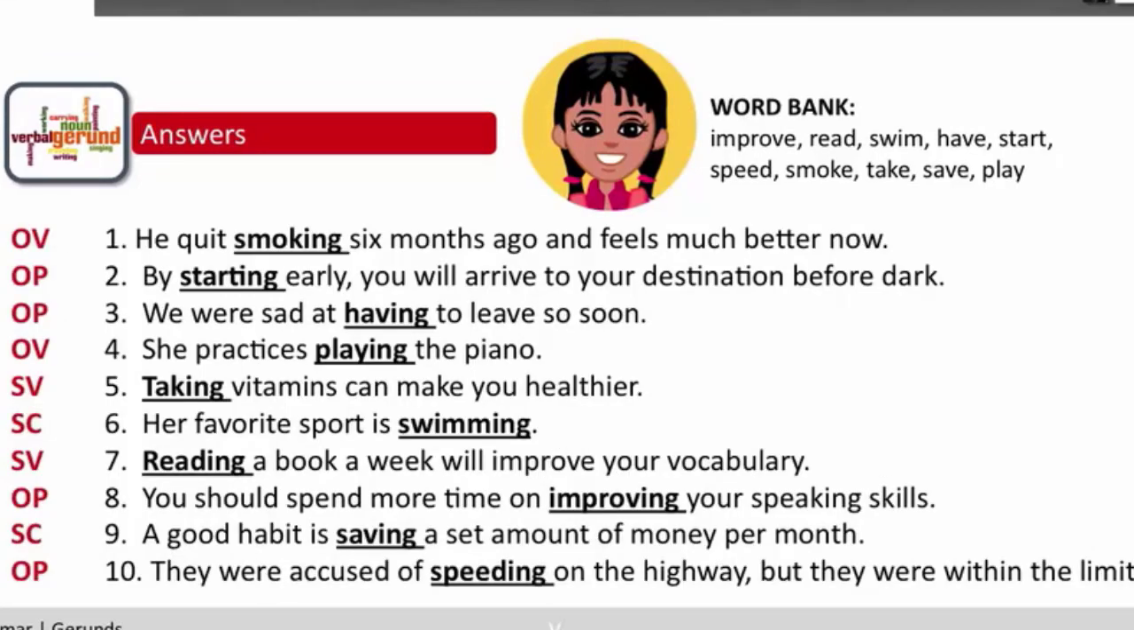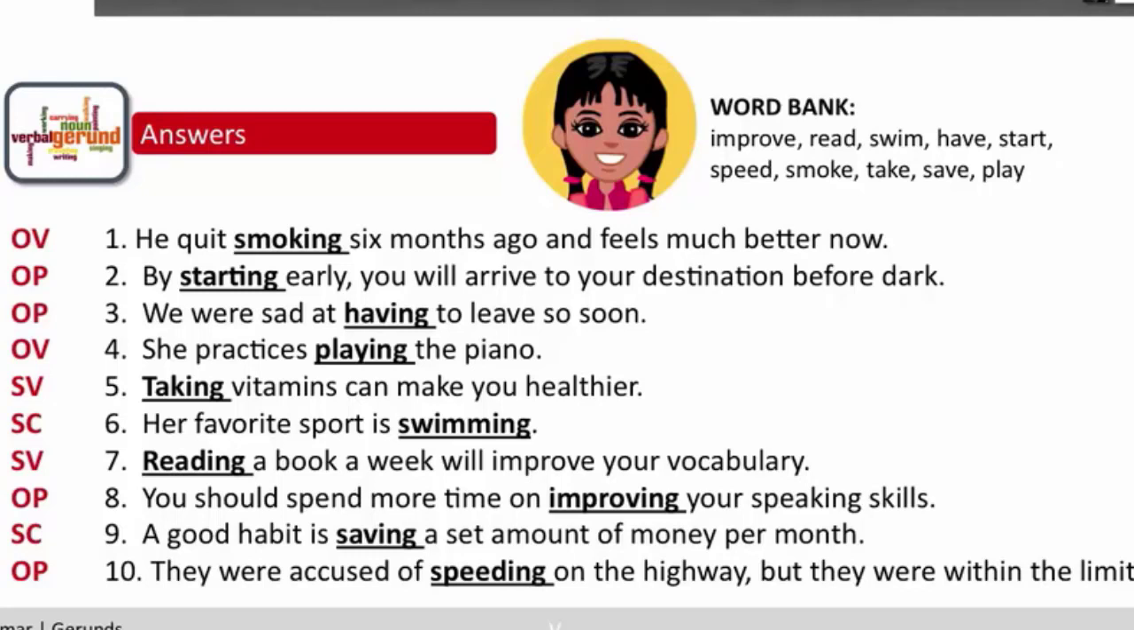In number 1, smoking is the object of the verb. In number 2, starting is the object of the preposition. In number 3, having is the object of the preposition. In number 4, playing is the object of the verb. In number 5, taking is the subject of the verb.